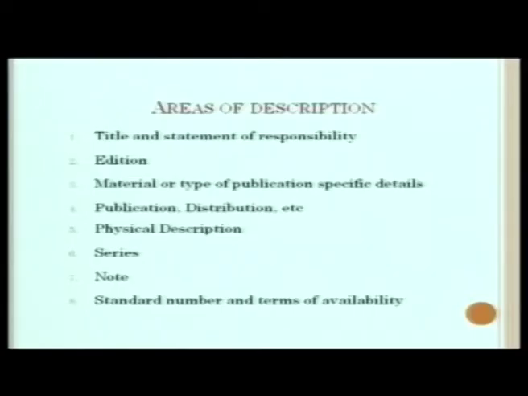we have to confine ourselves to the 8 areas of main entry, because we are all cataloging documents and we have been discussing this based on the AACR 2 revised edition. According to AACR 2R, there are 8 areas of main entry. One is title and statement of responsibility, edition statement, material or type of publication specific details, publication, distribution, etc., physical description, series, note, standard number and terms of availability.